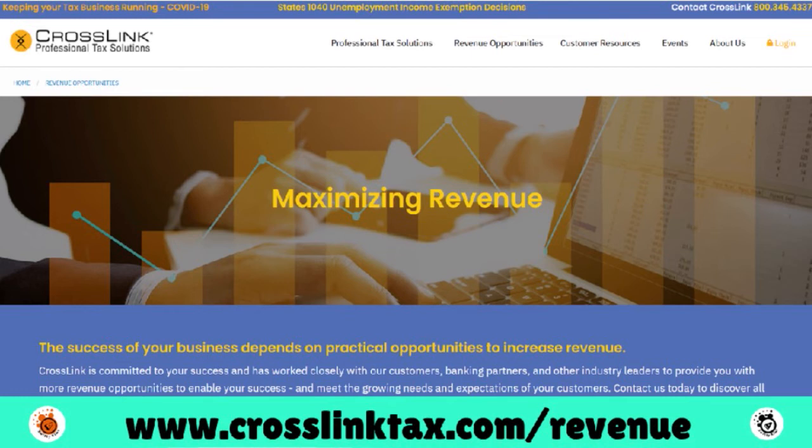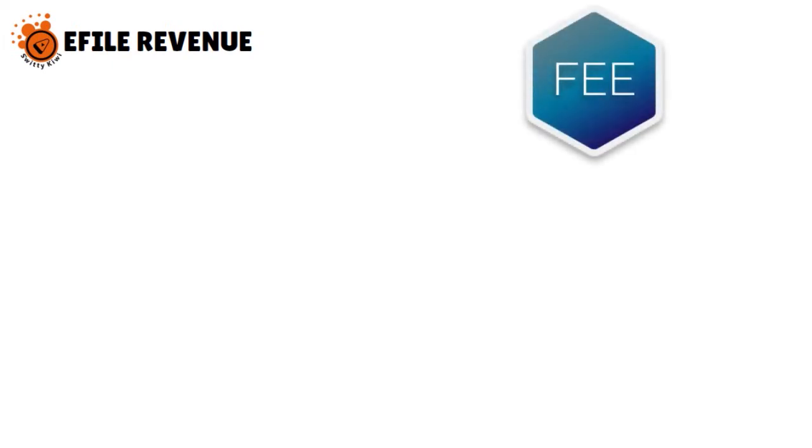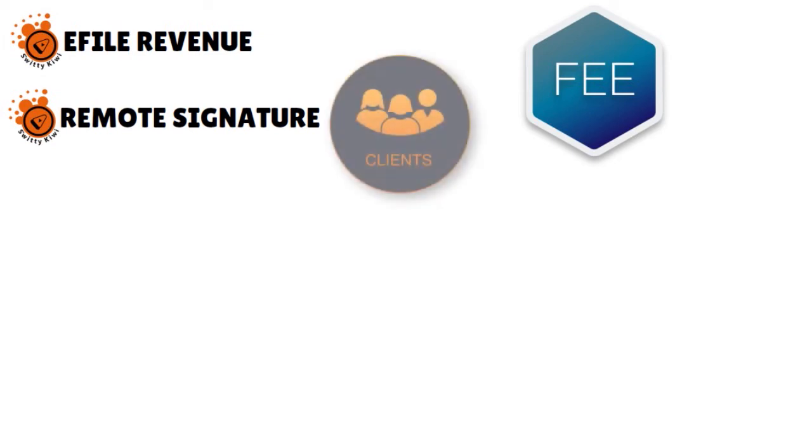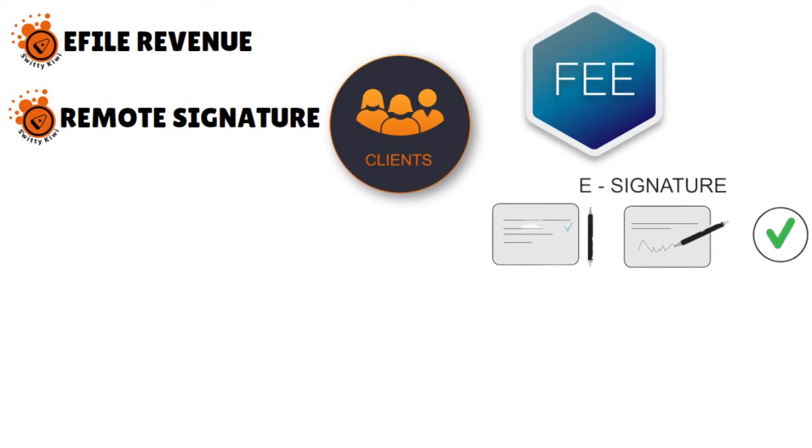And you can earn additional revenue without raising your preparation fees on items such as e-file revenue. So professional tax preparers now have the ability to charge an e-file fee for both bank product and non-bank product returns. You have remote signature. Now your clients can send their documents anywhere and anytime via an electronic signature, and you have the ability to charge for that convenience. Think about it. So they can sign with their home computer, their smartphone, and with a tablet or other mobile devices. You have an ERO add-on fee.